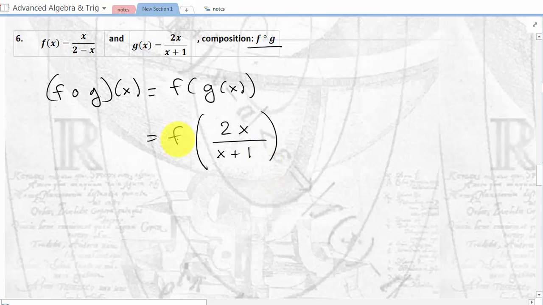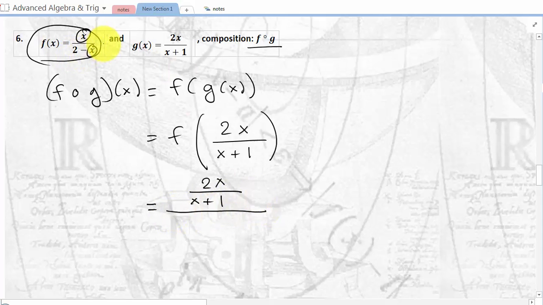Alright, so now I'm gonna write f, which is right here, and every time I have an x, I'll replace it by 2x over x plus 1, right? Alright, so let's write f. F is x, so 2x over x plus 1 over 2 minus x, so 2 minus, and here 2x over x plus 1. Alright, that was not too painful. Now this is a fraction over a fraction. Again, don't lose track of your main fraction bar. It's this one right here.